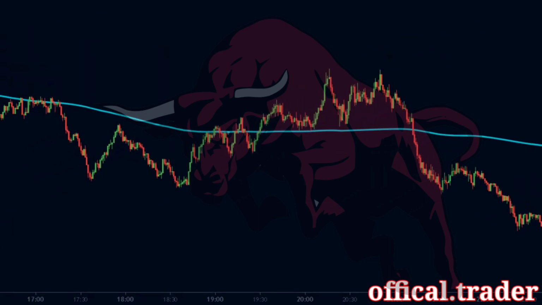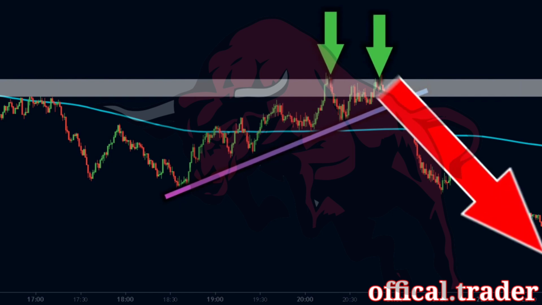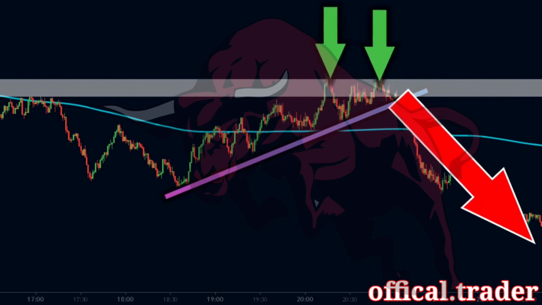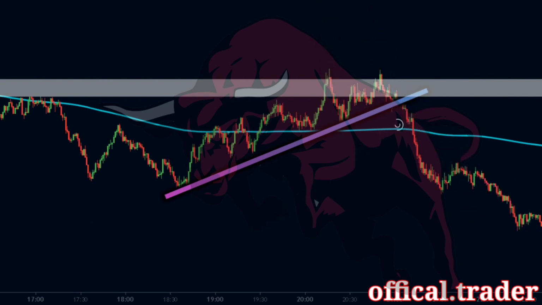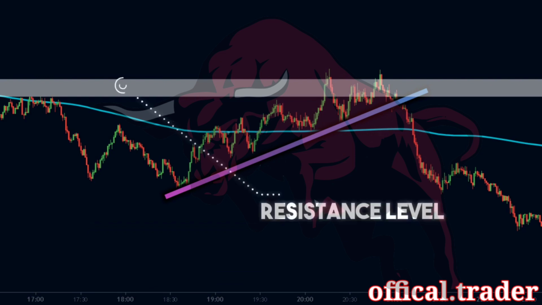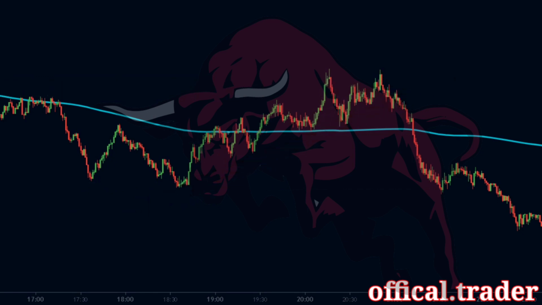Here we are on a 1-minute chart. Here is the same short-term trend line and here is the resistance. We have a double top chart pattern that develops here. This is also a sign of a downtrend. Hence we have a triple confluence. The 50-period moving average, the resistance level, and now the double top pattern are all indicating a downtrend bias.